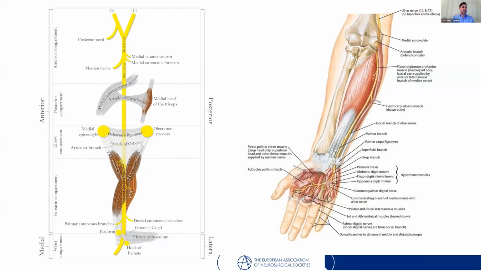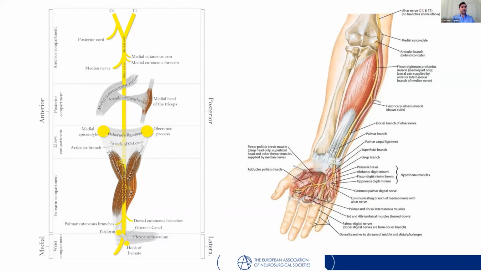In the distal part of the forearm, the ulnar nerve moves lateral to the flexor carpi ulnaris and then goes medially to the ulnar artery until Guyon's canal. Here it enters the palm, superficial to the flexor retinaculum, and once in the palm of the hand, the nerve ends with its terminal motor branches.